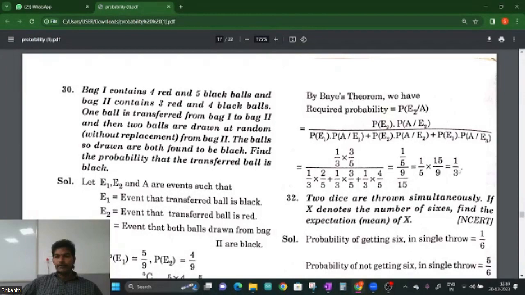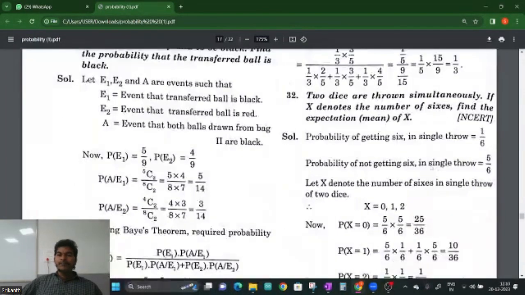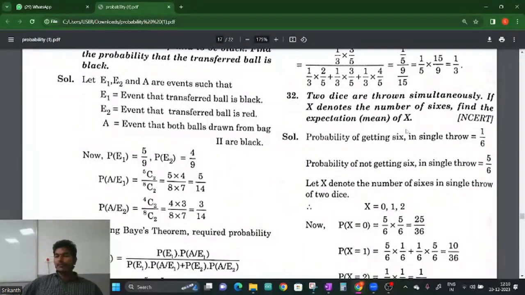Look at this one. Right? Next question. Two dice are thrown simultaneously. If x denotes the number of sixes, find the expectation of the mean. So this is a very simple question. We already solved this kind of question in 2 marks questions.